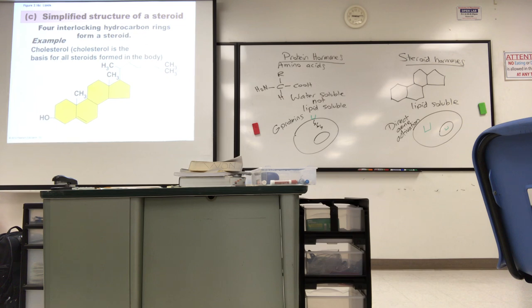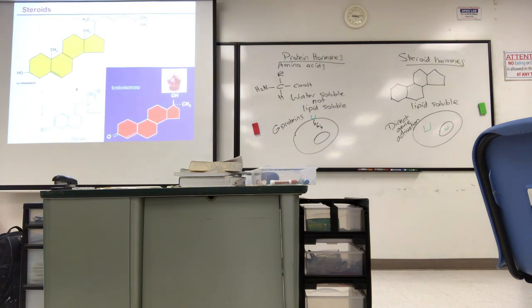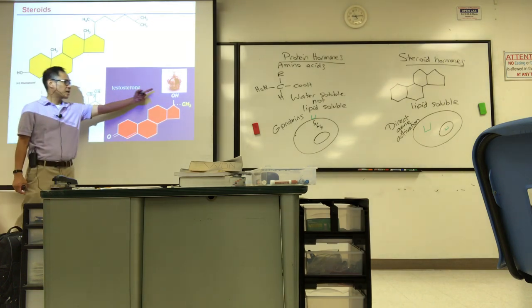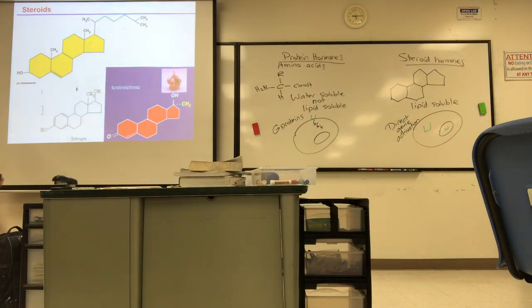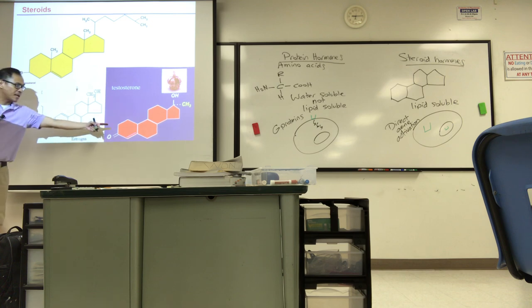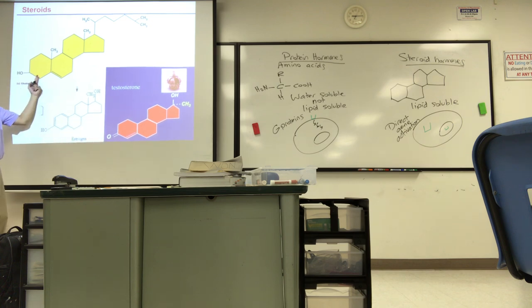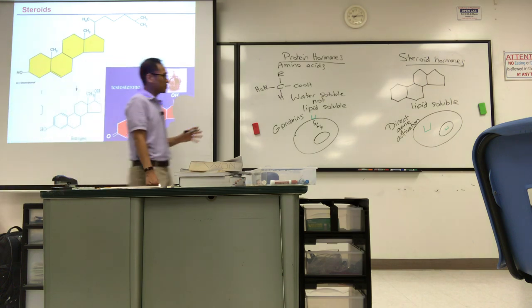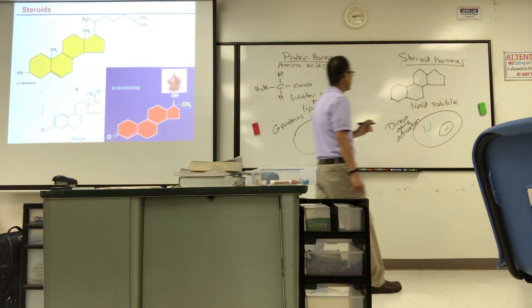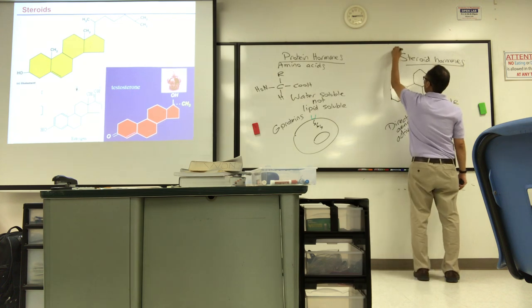Well, I wanted to give you a couple examples of steroid hormones. The sex hormones are steroid hormones. Testosterone is the male king androgen, that's why they put a little crown there. And estrogen, the structures are that basic four-ring design. They're derived from cholesterol. That's one thing you should know. All steroid hormones are derived from cholesterol. Put that as a side note.